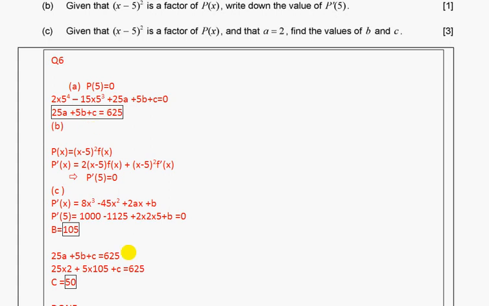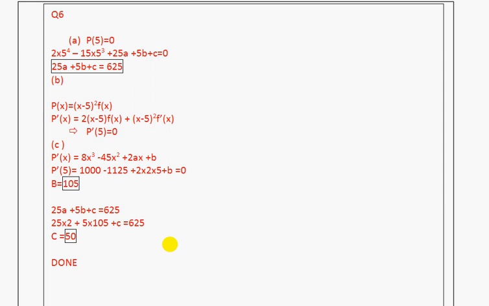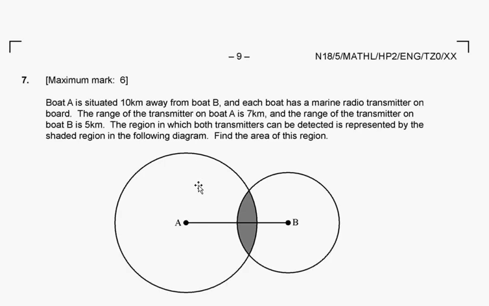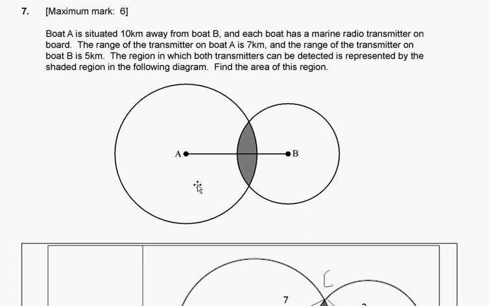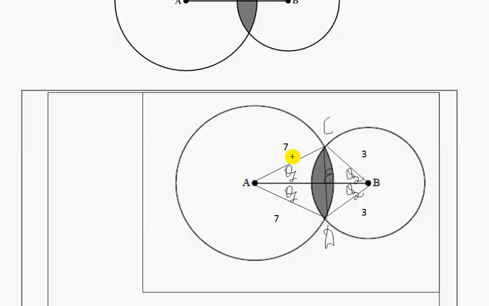Boat A is situated 10 kilometers from boat B, and each boat has a marine radio transmitter on board. The range of the transmitter on boat A is 7 kilometers, the range of the transmitter of B is 5 kilometers. The region in which both transmitters can be detected is represented by a shaded region. Find the area of this region. So I have copied this here, and I have drawn radii and this chord CD.